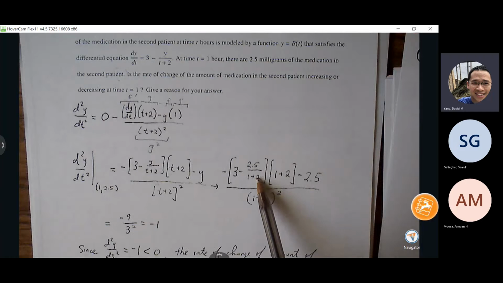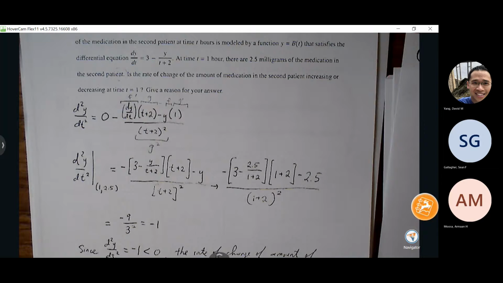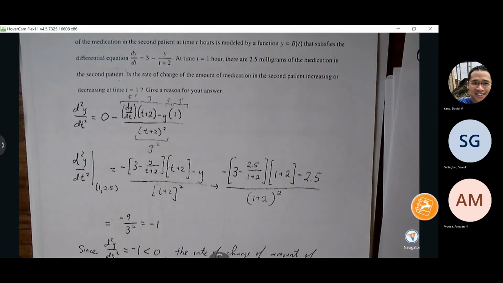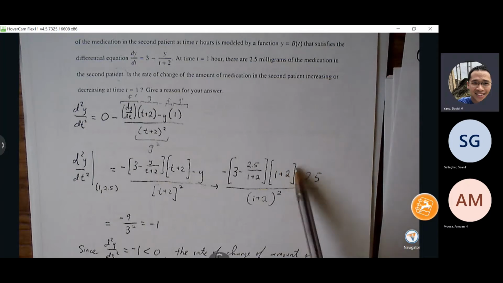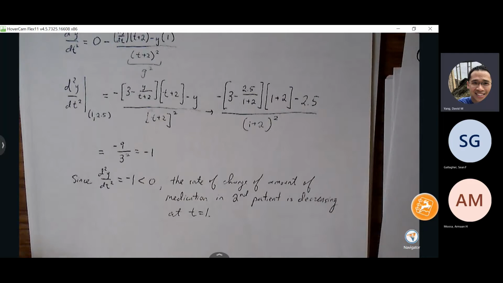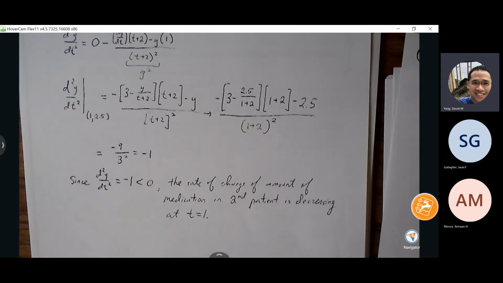We get 2.5 over 3, times 3, we get those to cancel out. My numerator is going to end up giving me negative 9 after I subtract the 2.5. But ultimately, the most important thing that comes out of this is the fact that it's negative. Because our second derivative is negative, we know that the rate of change of the amount of medication in the second patient is thereby decreasing at t equals 1.